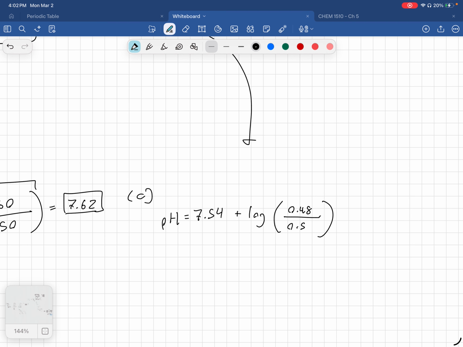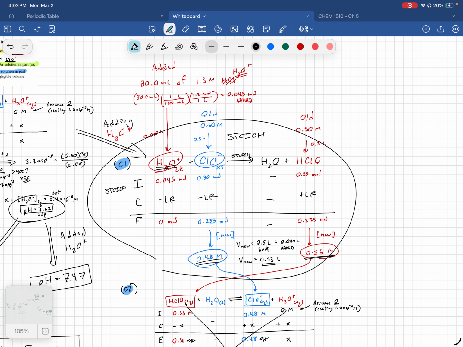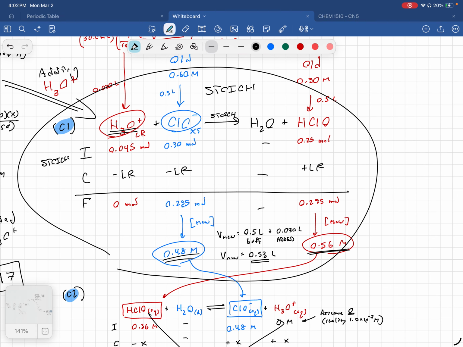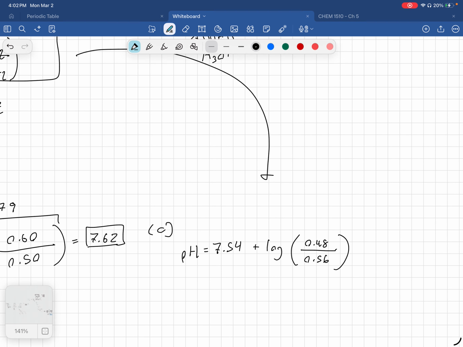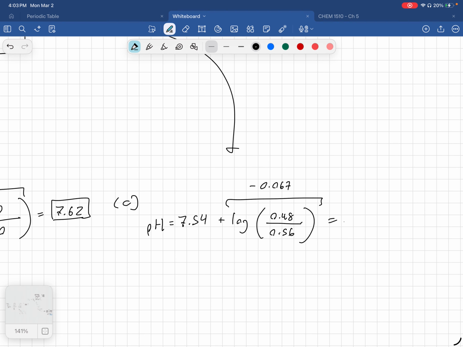I think I might have done something wrong there. I think I got things switched around. No, I think it's okay. Anyway, let's continue. So 0.48 over 0.56. The log of 0.48 divided by 0.56 is negative 0.067. And so 7.54 plus that answer, which is negative, is 7.47.